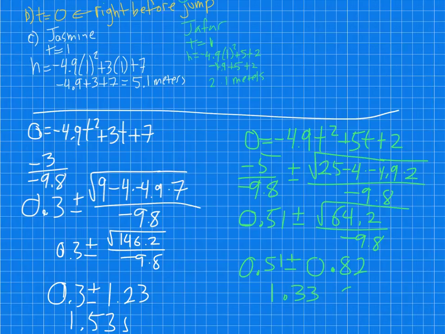The question at the end of this is who is in the air longer, and because Jasmine is 1.53 seconds and Jafar is 1.33, Jasmine is in the air a little bit longer than Jafar. Big idea here is we set it equal to 0 and use the quadratic formula.